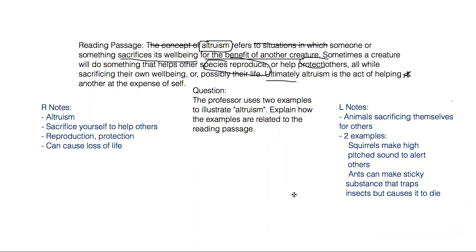but it does cause the ant that released the substance to die. The lecturer also discusses that this is more common among animals trying to protect their kin, and kind of wraps up this idea of altruism through these examples. So we've got our notes from the reading and the listening. What are some grammar points that can help us create an answer that is grammatically sound?